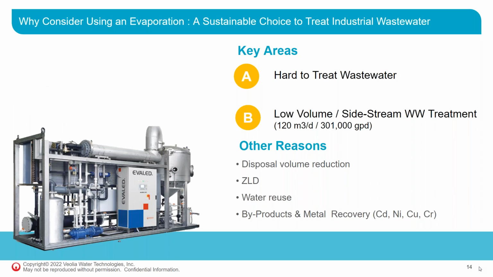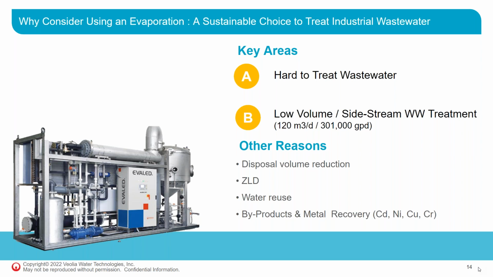Okay, so typically where the evaporator fits in, it's where you have hard to treat wastewater, or a process that cannot be disposed of through your normal disposal methods. And then another key area would be, typically, low volume water, whether it could be some side stream of a process or just overall low volume of discharge. Typically our largest systems are going to handle anywhere between 15 and 20 gallons per minute.